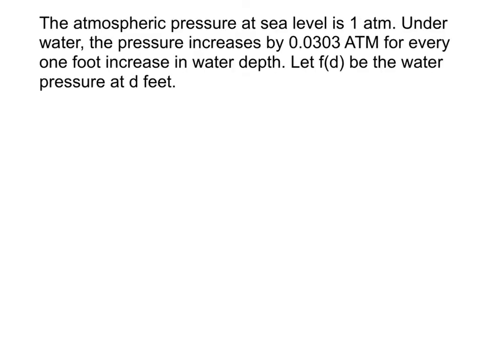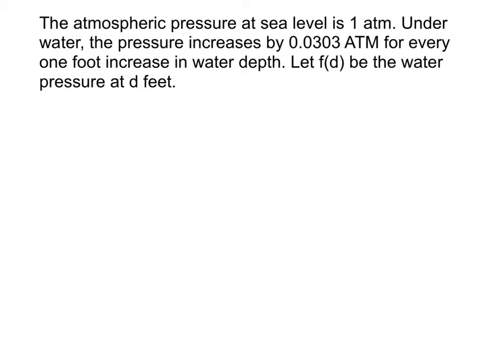Now sometimes we're given a rate of change, and that can help us determine a model for a given situation. For example, the atmospheric pressure at sea level is 1 atmosphere. ATM is the abbreviation for atmosphere and is the unit that measures pressure. But underwater, the pressure increases by 0.0303 ATMs for every 1 foot increase in water depth.